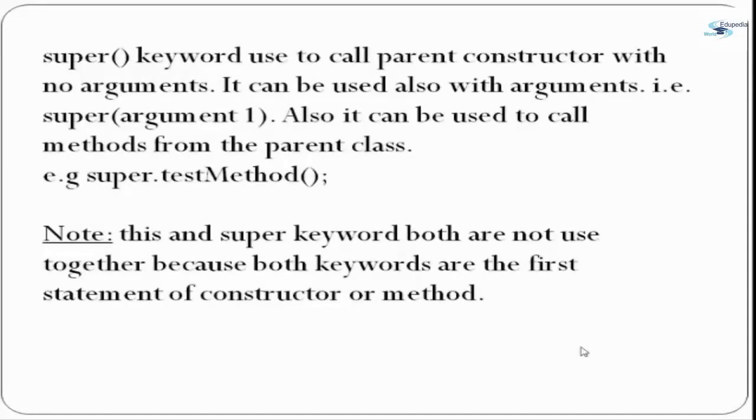The super keyword is used to call the parent constructor with no arguments. So whenever we write super with these brackets, that means we are actually calling the constructor of the parent class. This can be used also with arguments. For example, super, and then we can pass some argument in this. So that means we are calling a parent class constructor with an argument. Also, it can be used to call a method from the parent class. So, for example, super.test method, so we are calling the test method of the super class.